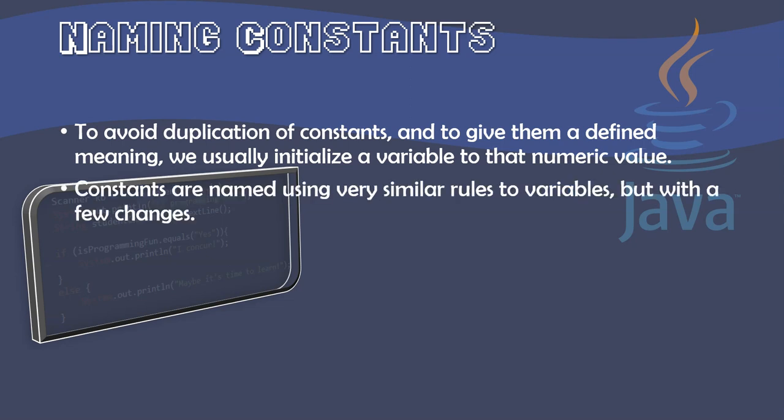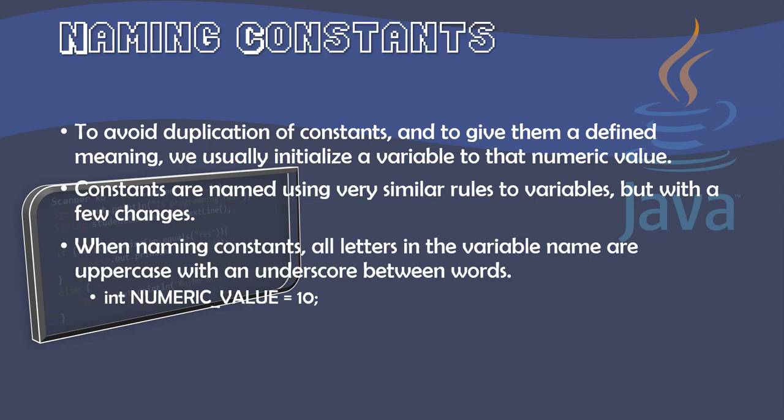Now, constants are named very similar to variables, but there are a few differences between the two. So, for example, when we're naming our constants, all letters in the name are uppercase with an underscore between them. So in our example here, I have int NUMERIC_VALUE equals 10. You'll notice that this is a little different than how we looked at this with normal variables. Normal variables, we use camel casing. With constants, we're going to use uppercase with an underscore in between because it helps differentiate to the programmer really quick that, hey, this is a constant value rather than just another variable.